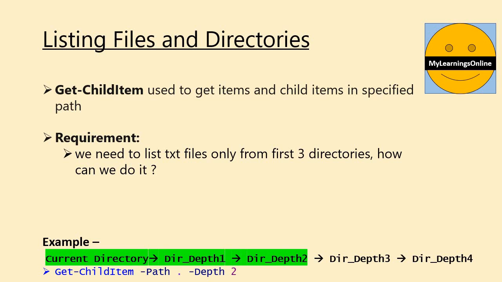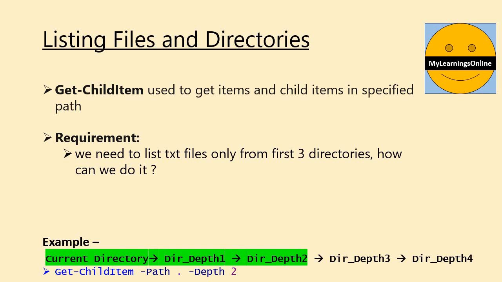Let's resume the Get-ChildItem command. Now, before we discuss the depth parameter, let us understand the requirement first. Suppose the current directory, or the path specified in the path parameter, has a subdirectory with the name dir_depth1, which has a subdirectory with the name dir_depth3.